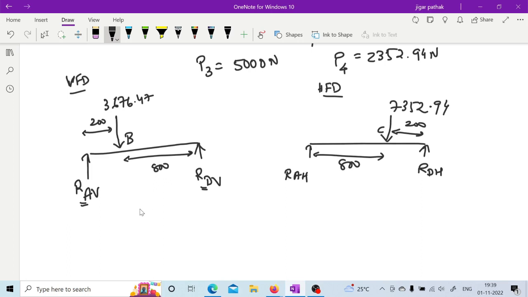RAV is coming 2941.18. Yes, tell me. 2941.18. RDV is coming 735.29. Okay, 735.29. Calculate the rest. Check it for horizontal.